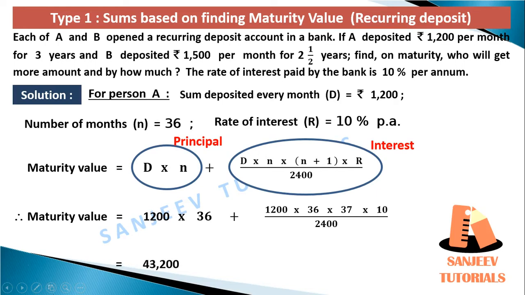1200 into 36, that is the total principal, on simplification is 43,200, and the interest part on simplification is 6,660. So maturity value for A is rupees 49,860. So right now we are done with person A. So let us proceed for person B.